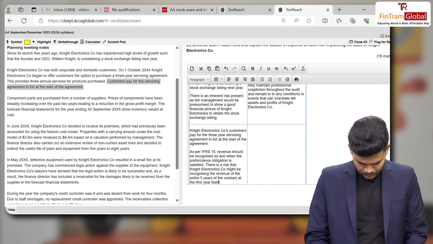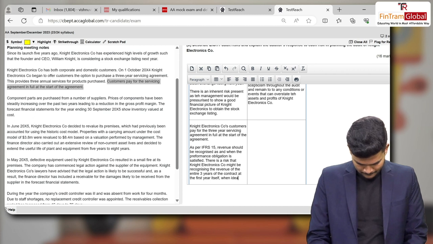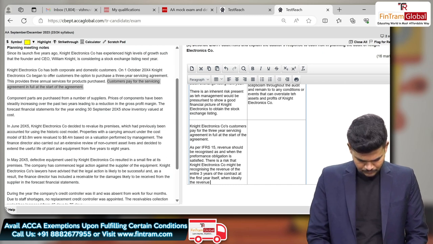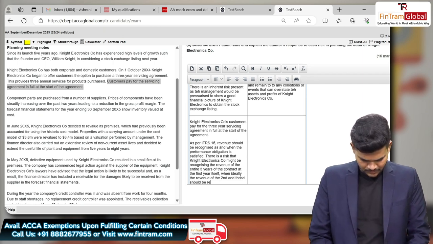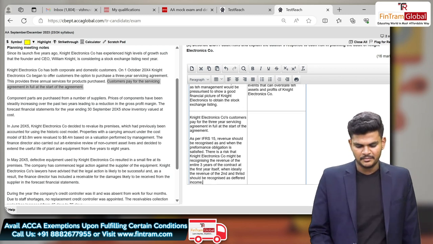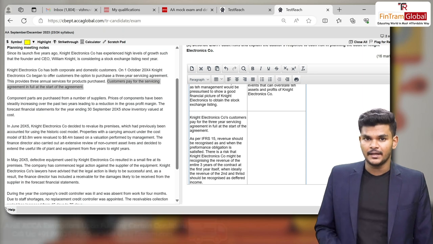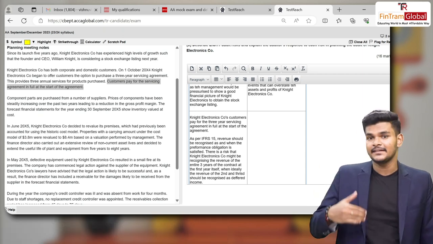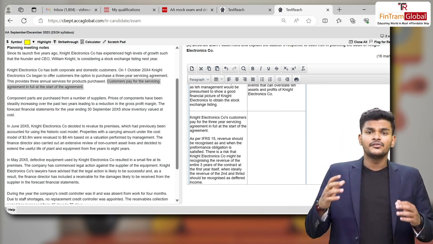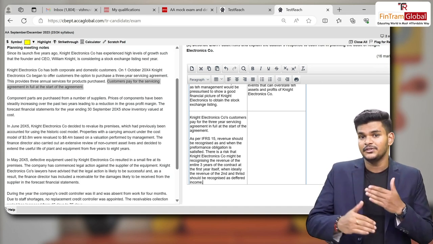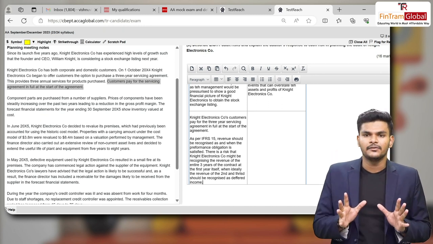Ideally, the revenue of the second and third year should be recognized as deferred income. Okay, folks, this is basically the accounting treatment, isn't it? So I'm just briefly mentioning it. I should not waste too much time explaining this particular accounting concept. This is not an FR exam and neither is it an SBR exam. This is an AA exam. So try to explain it as briefly as possible, but that doesn't mean we should skip certain important points. Mention it very briefly, something like this.